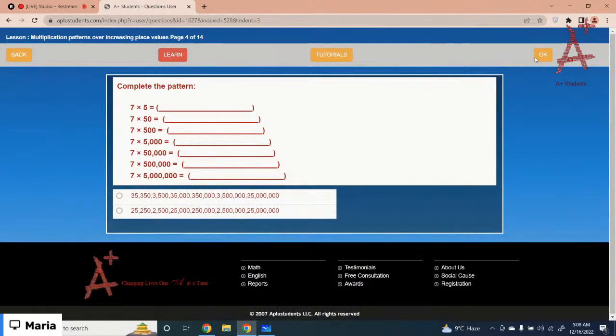Okay, select complete the pattern, which is the correct option. 7 times 5 makes 35, then 350, then 3,500, then 35,000, and so on. Got it? So the first option is the correct one. Just select the correct option and click on the OK button. Got it?